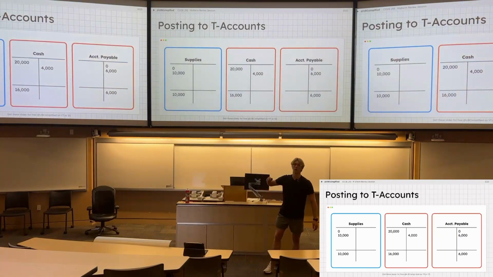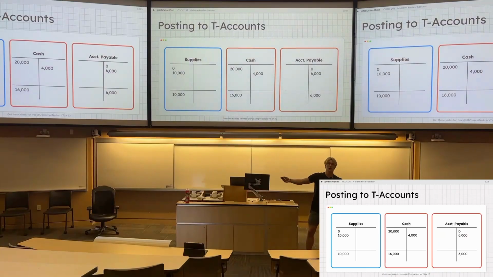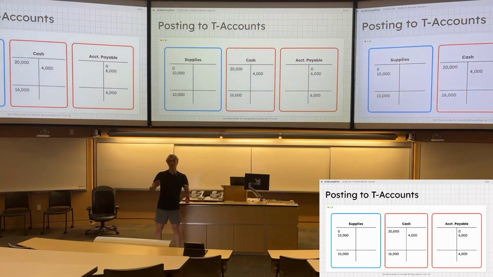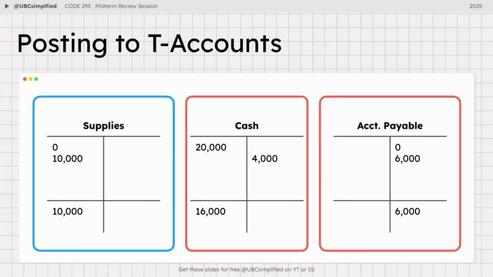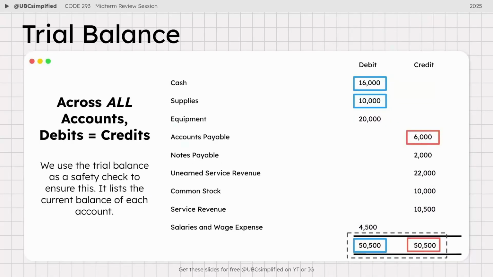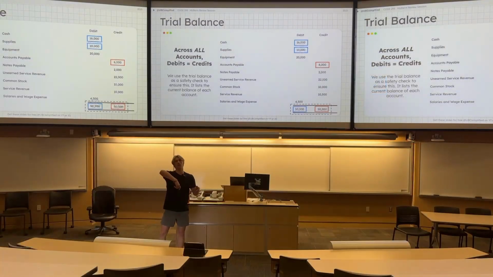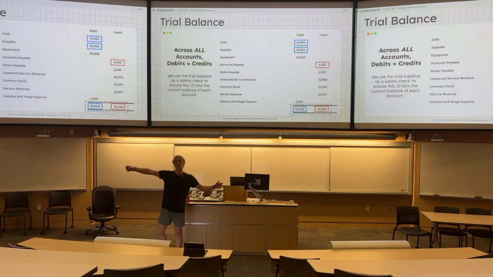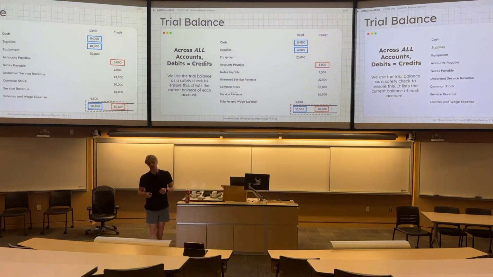And then once you've done all of your journaling, you're going to post that to your different T accounts. And this is basically showing a list of all of those debits and credits that you've had. And within each T account, it doesn't have to exactly be equal. So as you can see here, our debits don't equal credits within our supplies account. But then across all of these different accounts, they have to balance out. So it doesn't matter within a specific account, it doesn't have to be balanced. But after you combine all those accounts, you need debits to equal credits.